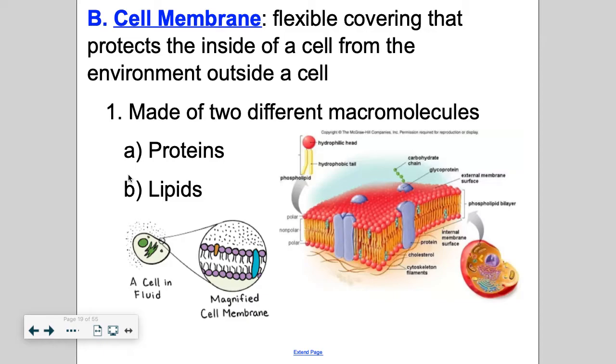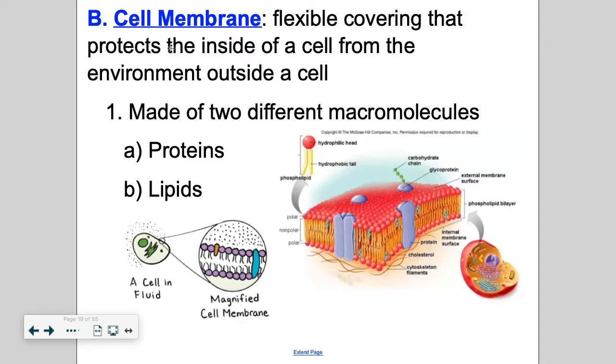So starting on the outside of a cell is the cell membrane. And it's this flexible covering that protects the inside of the cell from the environment outside a cell. It's the barrier. It's what makes the boundary of a cell to its environment. It's made up of two different macromolecules, proteins and lipids. And there's one special function of lipids that we really pounded in 2.1. Lipids do not dissolve in water. Okay, so that makes them a perfect barrier to be used in making our cell membrane.